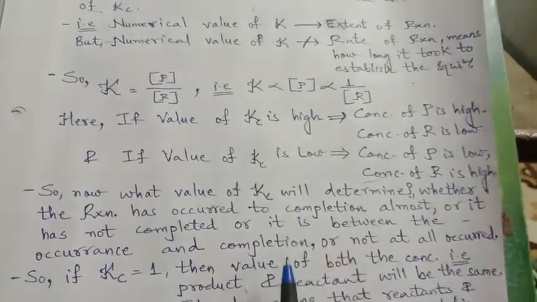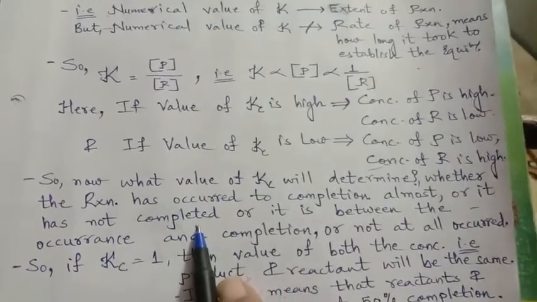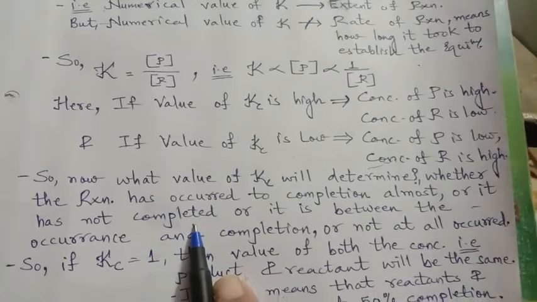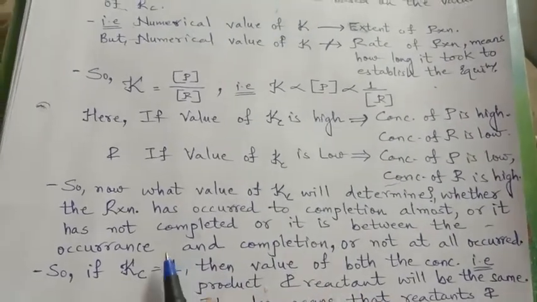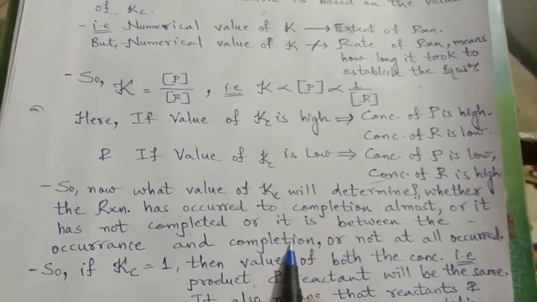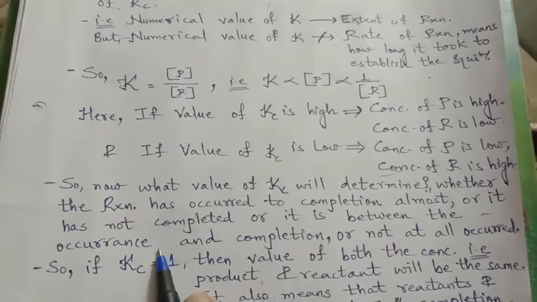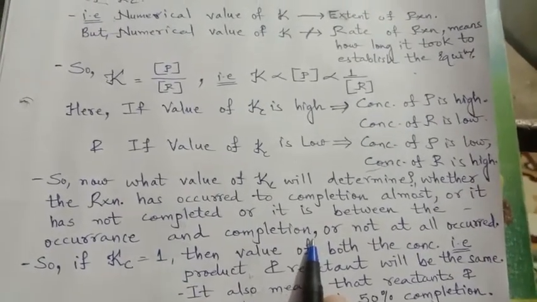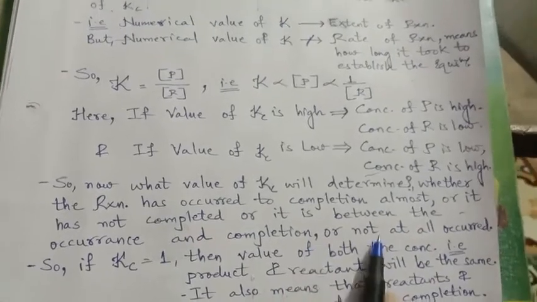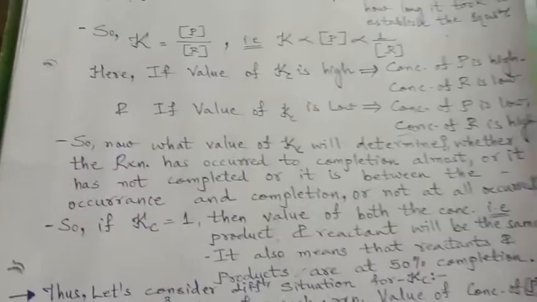One condition we can come to know, or it has not yet completed. There is another condition we can know, or we can say the reaction is between the occurrence and completion. That means reactant has consumed 50% and product has already produced 50%. Or we can come to know that the reaction has not at all occurred.